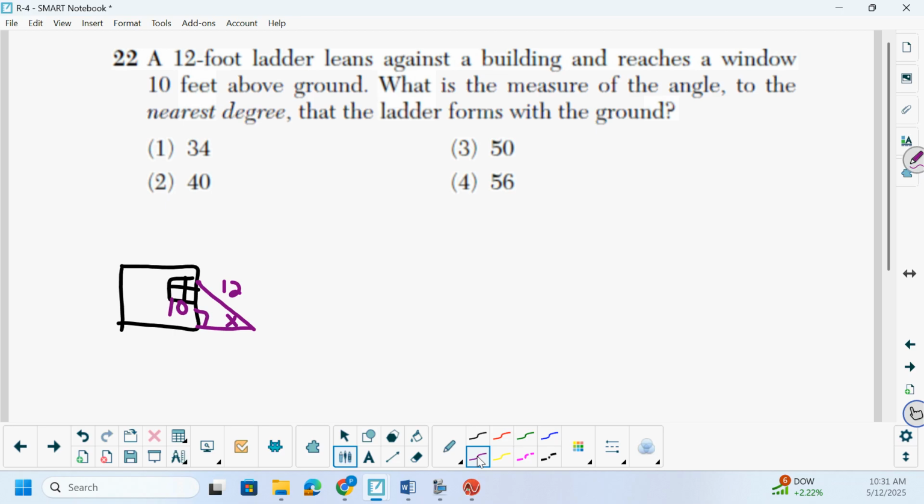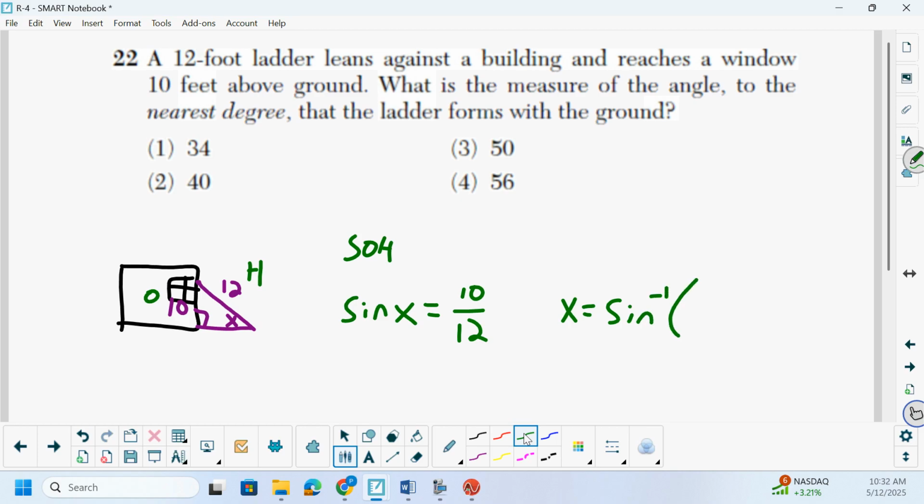From the angle, the 10 is our opposite. The 12 is across from the right angle, so it's our hypotenuse. So we're going to use sine. So we'll have sine of the angle X equals our opposite 10 over our hypotenuse of 12. We're finding an angle, so in the long run, we're going to do our inverse. So we'll now have X equals sine inverse, and we just put our 10/12 in the parentheses.